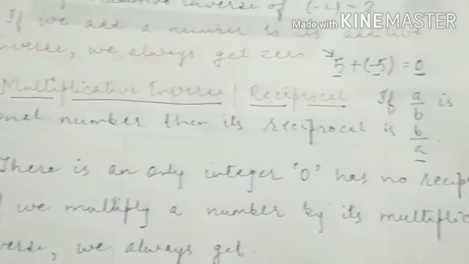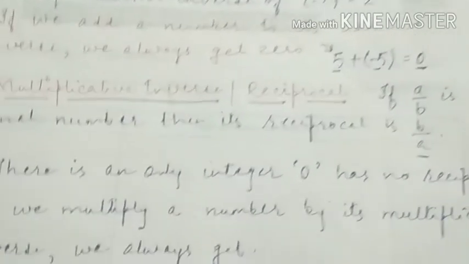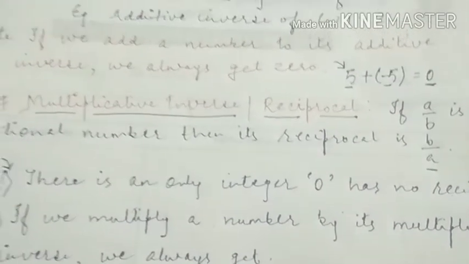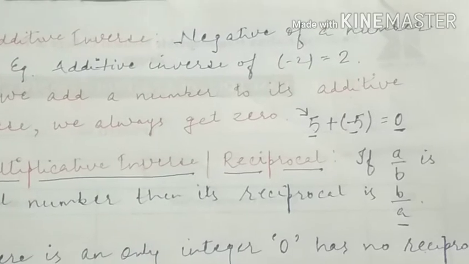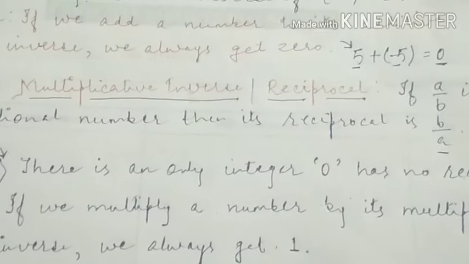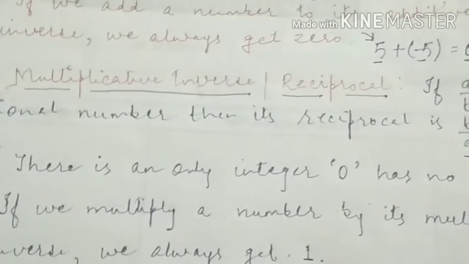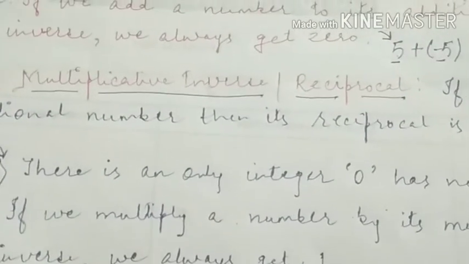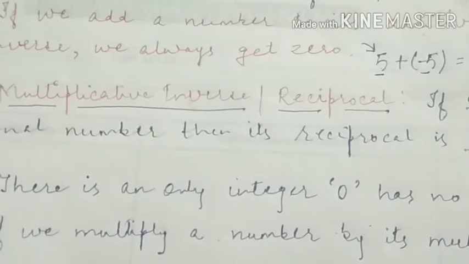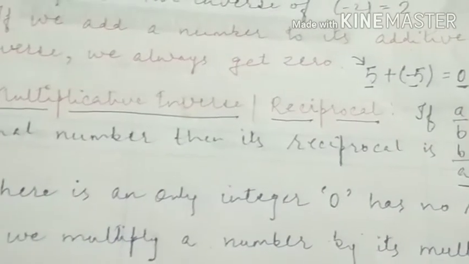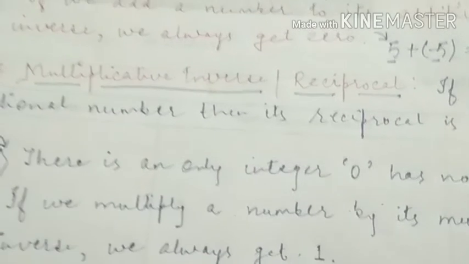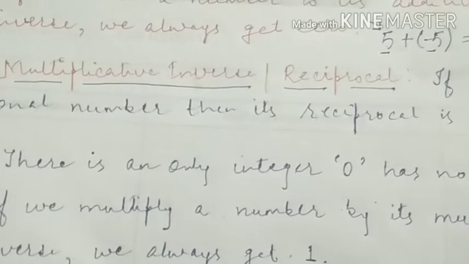So if we multiply a number by its multiplicative inverse, we always get what? We always get 1. Let's take an example. Let's consider -5, and we have to multiply this number by its multiplicative inverse. Then what should be the multiplicative inverse of -5? It should be -1 upon 5. Isn't this so?